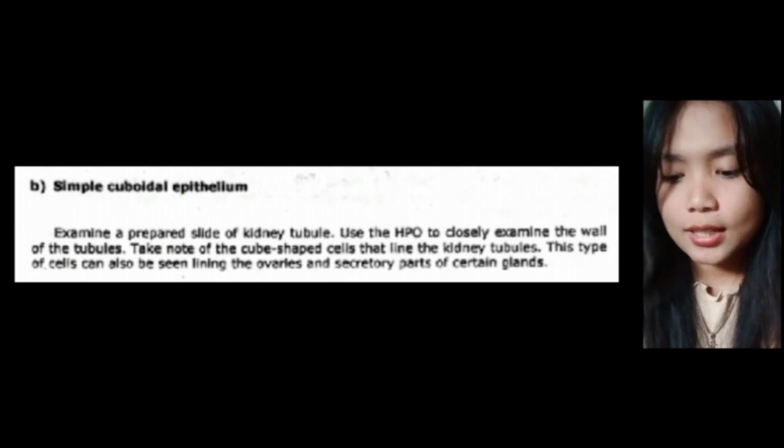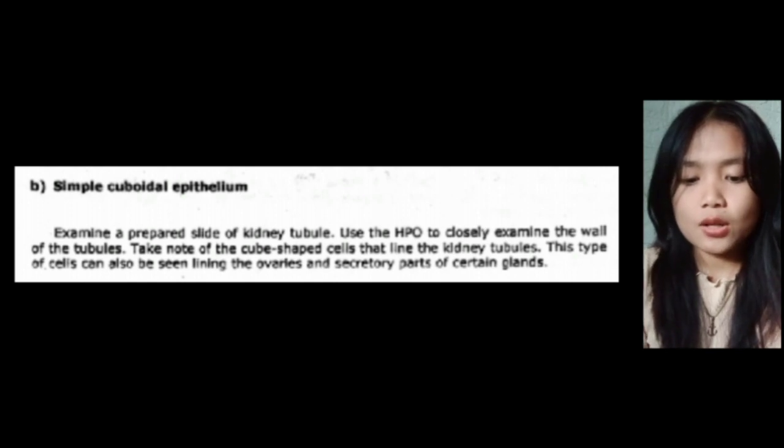Then letter B, simple cuboidal epithelium. Examine a prepared slide of kidney tubules. Use the HPO to closely examine the wall of the tubules. Take note of the cube-shaped cells that line the kidney tubules. This type of cells can also be seen lining the ovaries and secretory parts of certain glands.